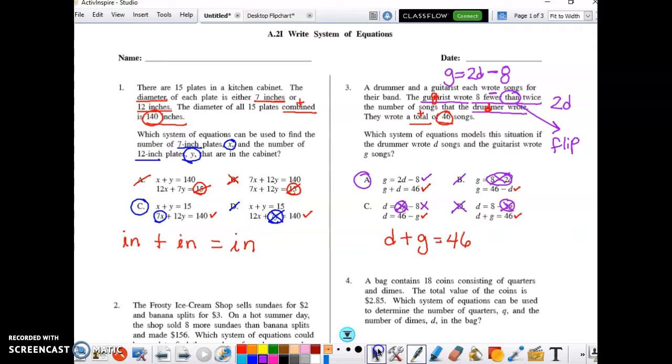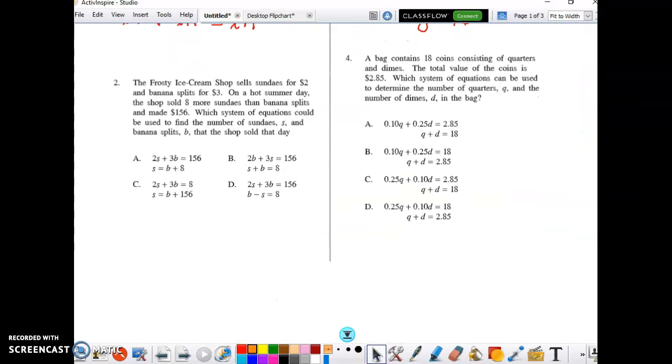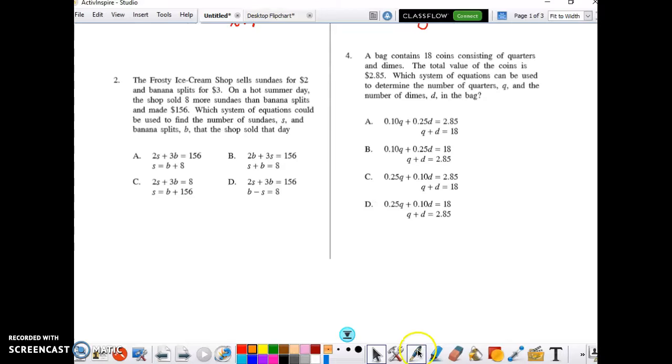All right, let's keep it moving. Let's go to the bottom two. Problem number 2 says, the Frosty ice cream shop sells sundaes for $2 and banana splits for $3. On a hot summer day, the shop sold 8 more sundaes than banana splits. That's that one equation that I was just telling you about, and I'm going to change the color because it's a different equation. Okay, and remember the word than, we're going to flip, right?